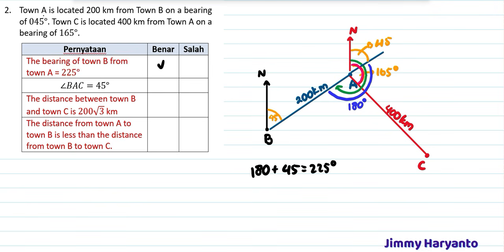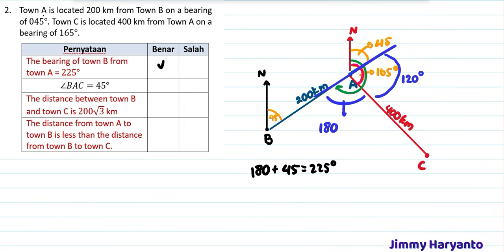Next is BAC. Now we have to find BAC. Okay, let's go back. So we already have this before. This one is 120 degrees. That means this one will be 180 minus 120, because it's a straight line, which equals 60. It should be 60, but the statement says 45, so it's wrong. This one is wrong.